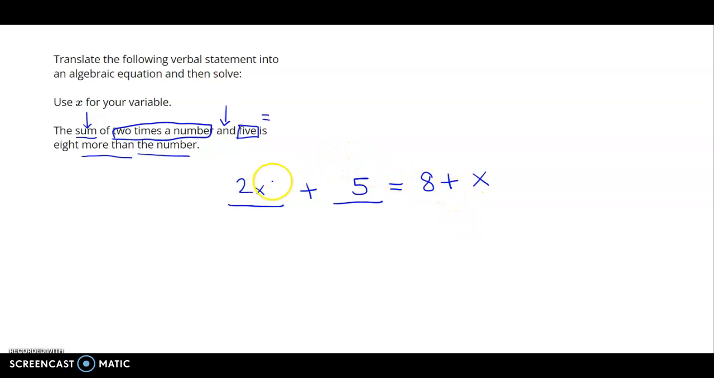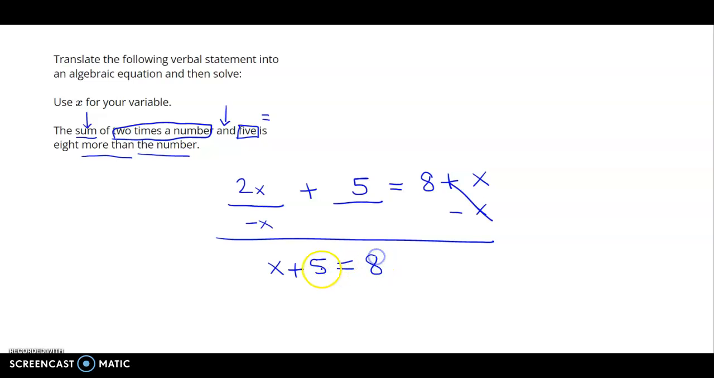So we can see on each side it's simplified. Let's go ahead and get our variable terms on the same side. So we'll minus x from each side. So 2x minus x, we get x plus 5 equals 8. Now we want to isolate our variable term, so we minus 5 from each side.